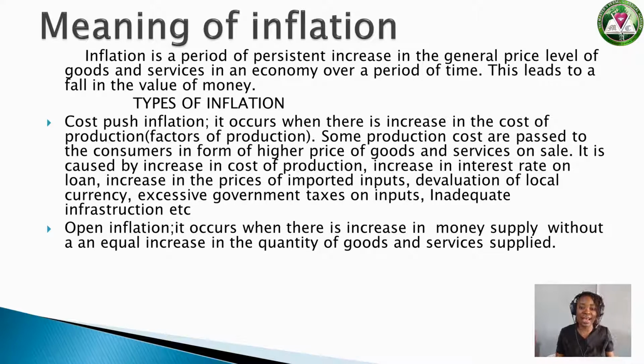Now, what are the things that can lead to increase in the cost of what? Production. We have increase in interest rates on loan. Some persons, if they want to start business, they will go to the bank and borrow what? Money. So when they go to the bank and borrow money and it happens that the interest rate is high, definitely they will do what? Increase the price of the goods they produce in order to do what? Make profits. Another one is increase in the price of imported inputs. You know, some of the raw materials that we use in making some of the products we use in the nation is what? Imported. They are imported.